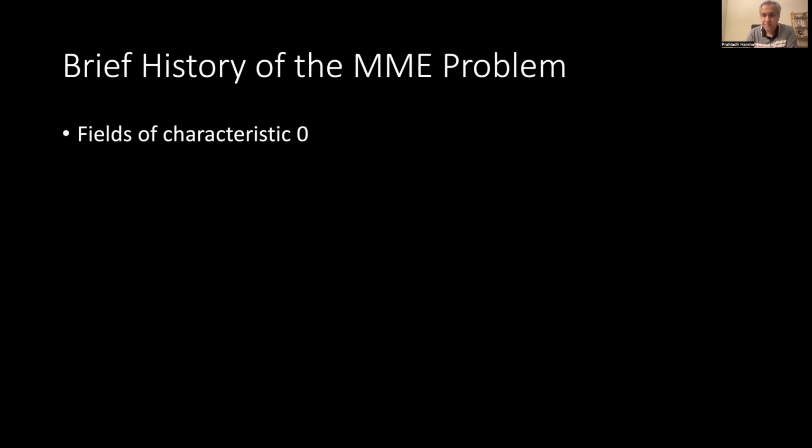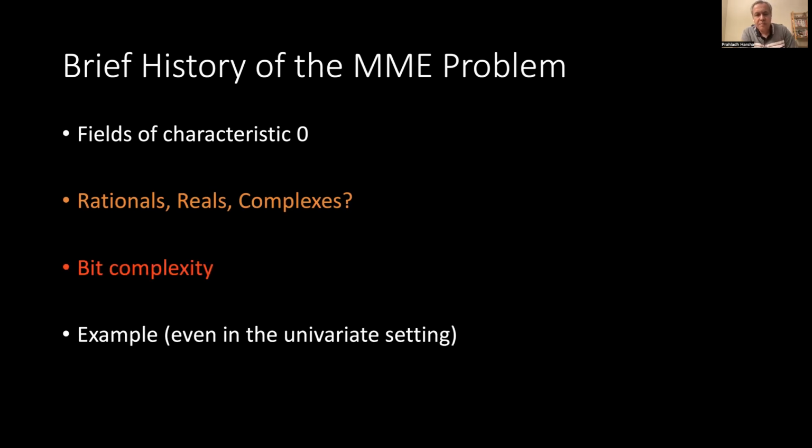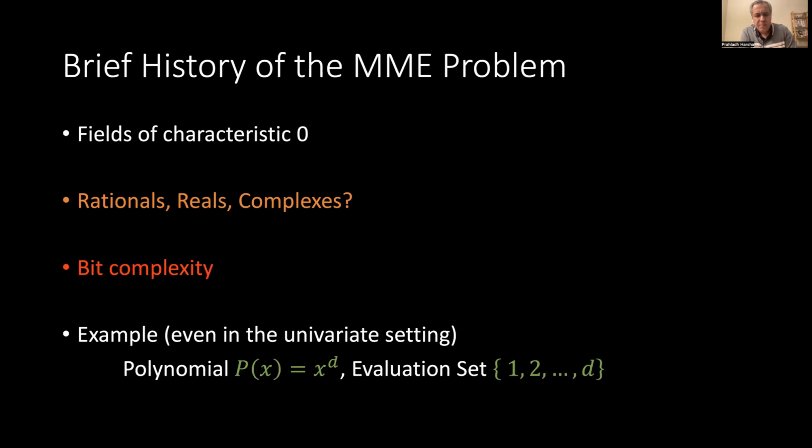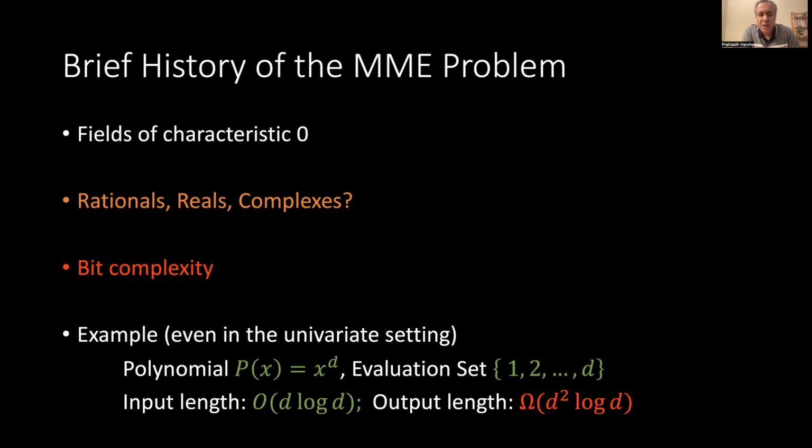What about infinite fields? In particular, the rationals, reals, and complexes. The situation here is complicated due to the bit complexity of the underlying numbers. For example, let's consider the following polynomial. P of x is x to the d, and the evaluation set being the first d integers, 1, 2, 3 up to d. It's not hard to see that the input bit complexity in this case is order d log d, while the output bit complexity is omega d squared log d. Given this, one cannot expect nearly linear time algorithms for MME even over integers, forget rationals or reals.